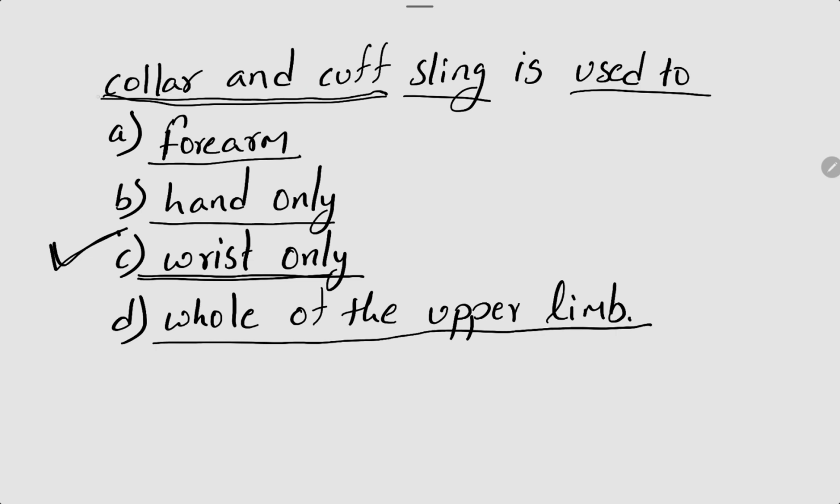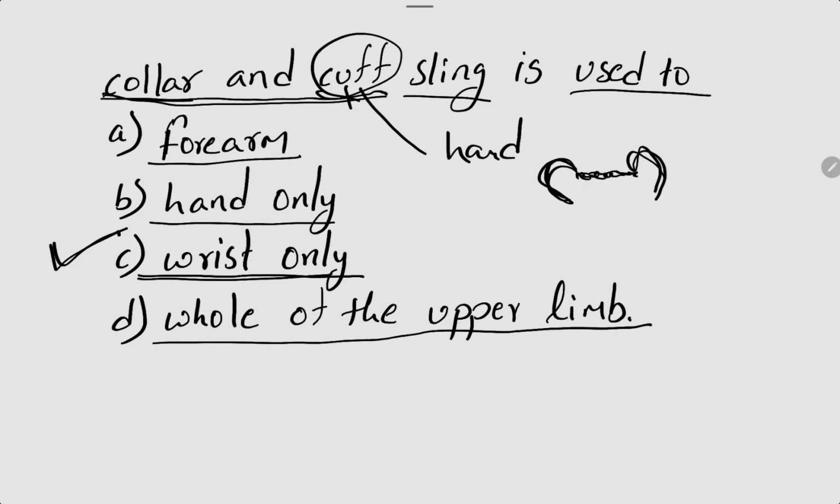By the name itself you can understand collar and cuff. Think of handcuffs for the cops. Policemen use handcuffs like this, with a chain, and the criminals are held by the handcuffs. So cuffs are applied only for wrist injuries or wrist fractures. We can use the collar and cuff sling for these.